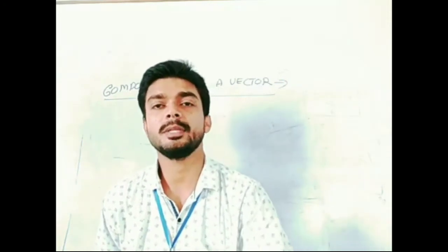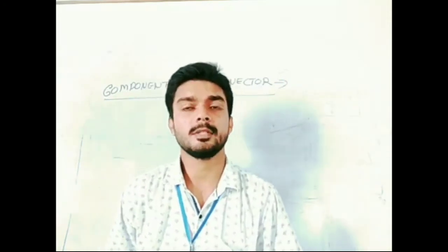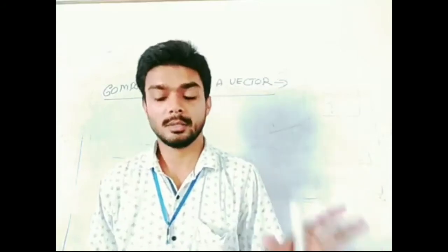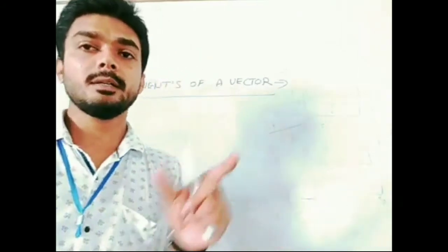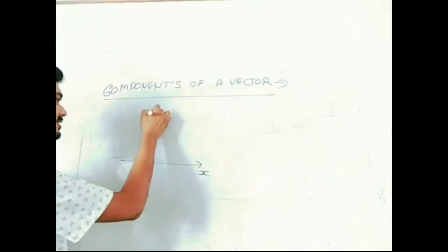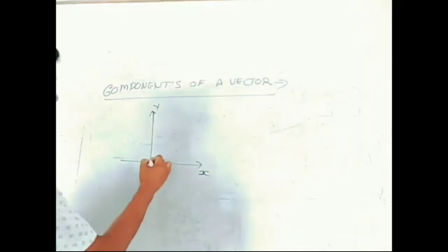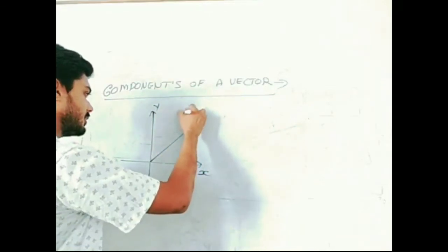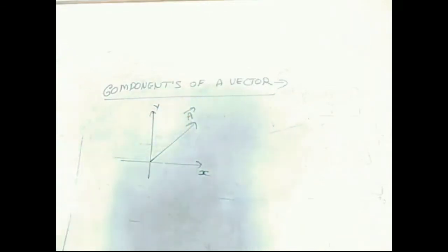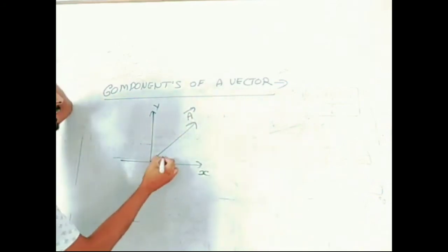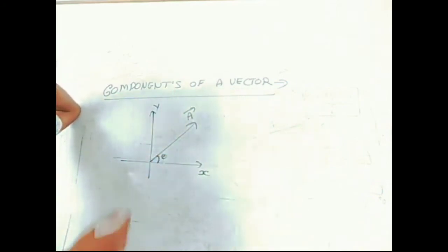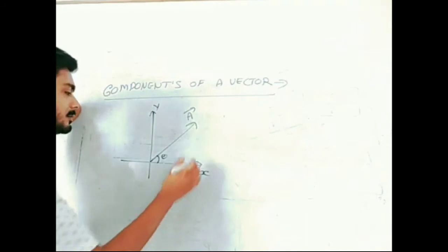Then I am completing it quickly, and I am trying to clear the topic. Students, in components of a vector, suppose you have this x-axis, this y-axis, and another axis, the z-axis, which is perpendicular to the plane. Suppose you have a vector A, which is inclined at angle theta from the horizontal axis, the x-axis.